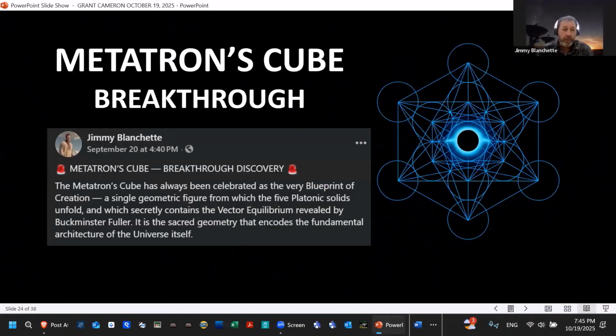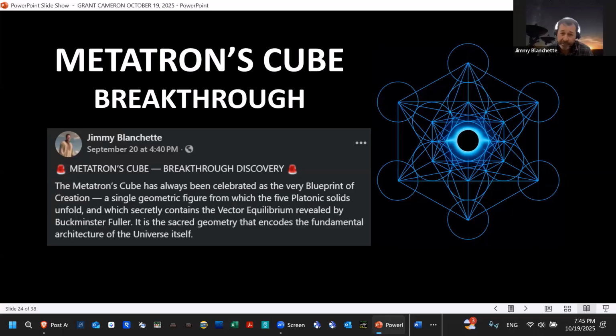Okay, third topic out of 4. We get something very interesting here. I'm sure you all have heard and seen this Metatron's cube, the symbol. Metatron's cube is celebrated as the blueprint of creation, right?